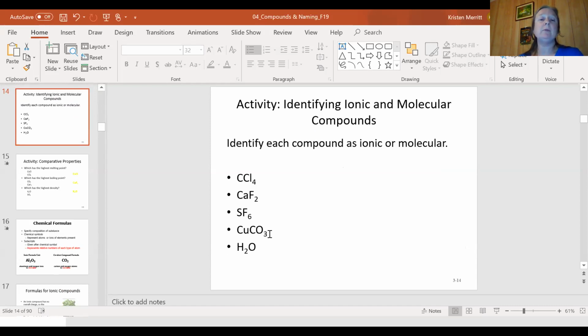Now we have copper, Cu is copper, and this is called carbonate. So this is a little bit trickier, and I'm going to get into that next section because this is actually ionic. Copper is a metal, so that right there would tell you it's ionic, because as soon as you have a metal, you have an ionic compound. But the carbonate, the carbon and the oxygens, they're actually covalently bonded to each other in what's called a polyatomic ion. So I'm going to go to those next.